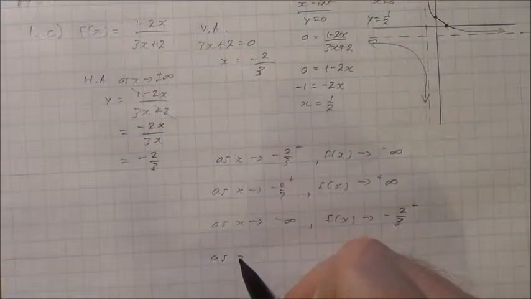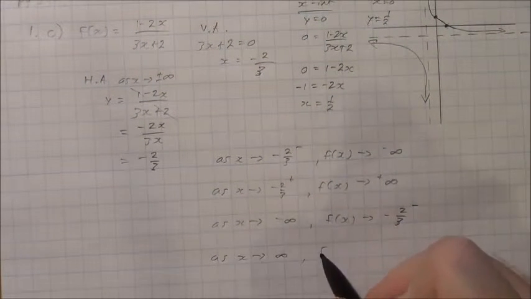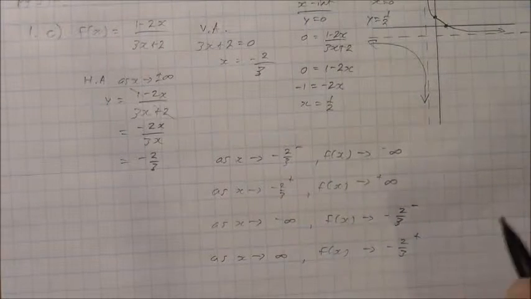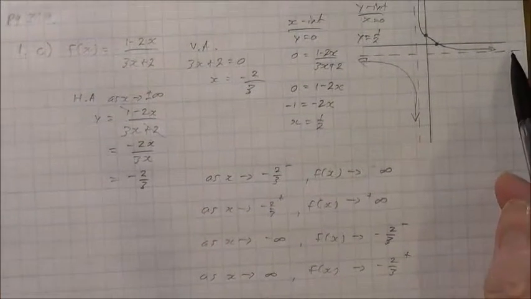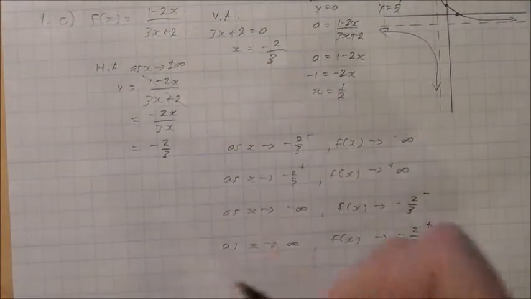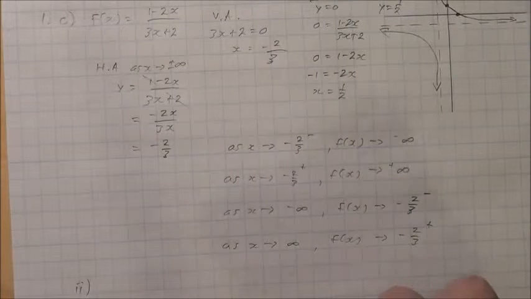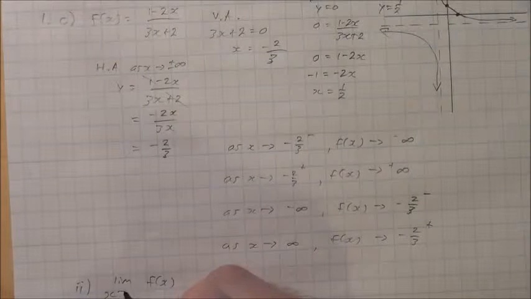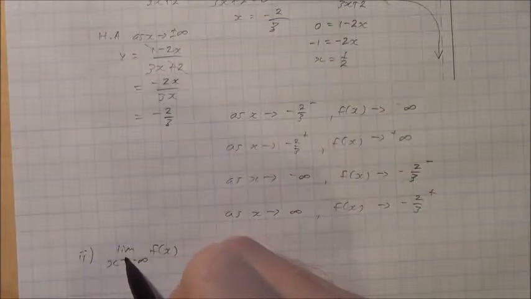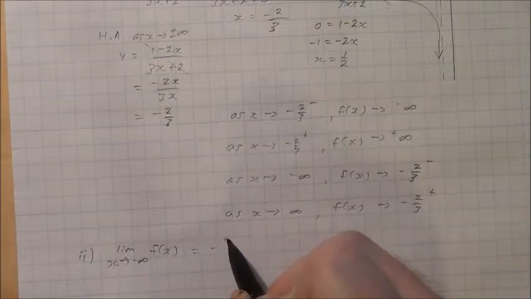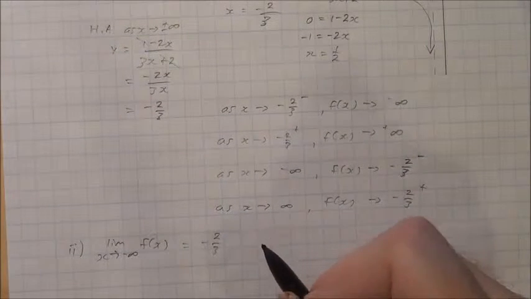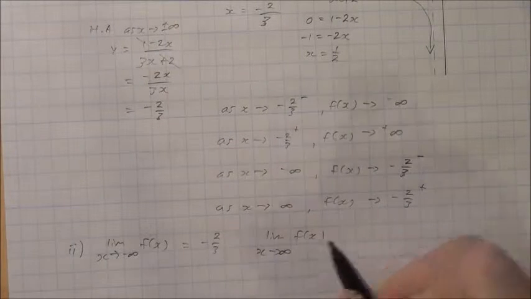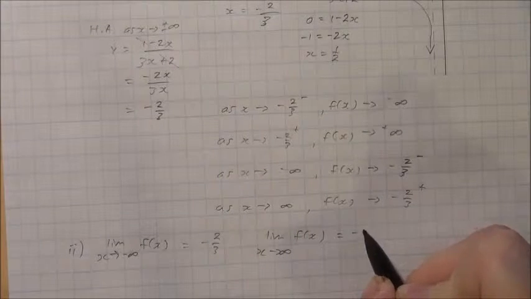And then as x approaches positive infinity, f of x approaches the same horizontal asymptote of negative 2/3, this time from above. So it's coming down from above there. And then for part 2, well, we've kind of already analyzed it. The limit of f of x as x approaches negative infinity equals negative 2/3, and then the limit of f of x as x approaches positive infinity equals negative 2/3 again.